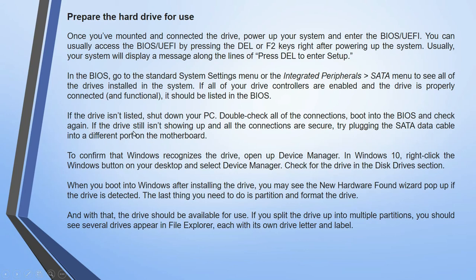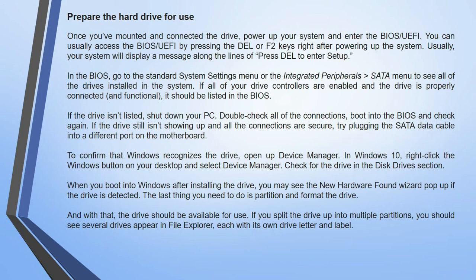If the drive still is not showing up and all the connections are secure, try plugging the SATA data cable into a different port on the motherboard. Okay, meaning after reinstalling, if it is not coming, then again you have to plug the SATA data cable into a different port of your motherboard. To confirm that Windows has recognized the drive, open up the Device Manager. On Windows 10, right click the Windows button on your desktop and select Device Manager. Check for the drive in the disk drives section.